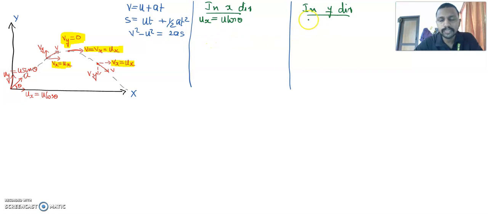What is the initial velocity in y direction? The initial velocity in y direction is u sin theta. Okay, so now we know what are ux and uy.